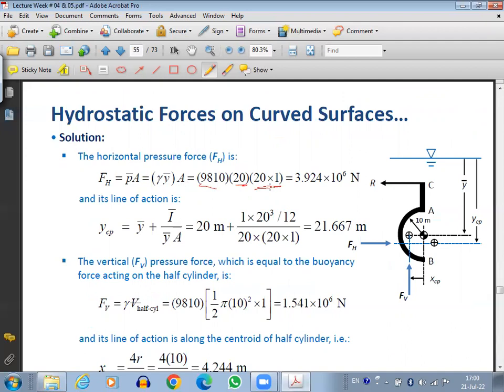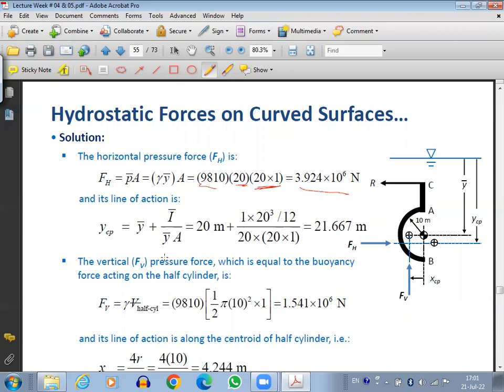And then the projection will be what? From this side it is a semicircle, but it is 1 meter into the page. So if you are standing in front, the projection would look like a rectangle. 20 meters will be the height, which is the diameter of this semicircle, and 1 meter into the page. So that's 20 into 1. If you substitute the values, you get the horizontal force component.